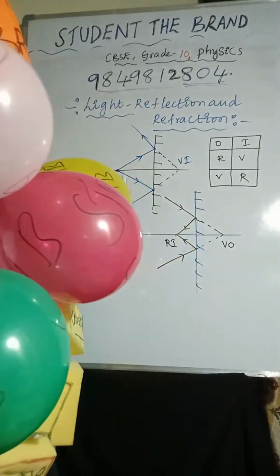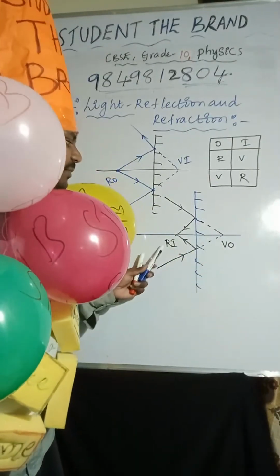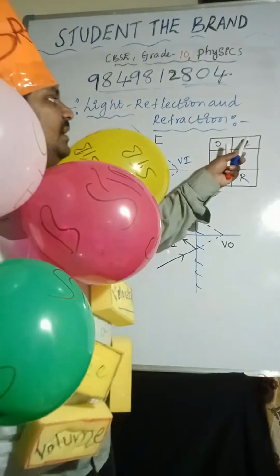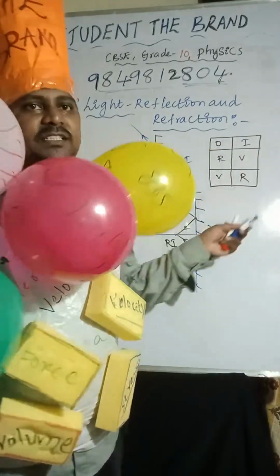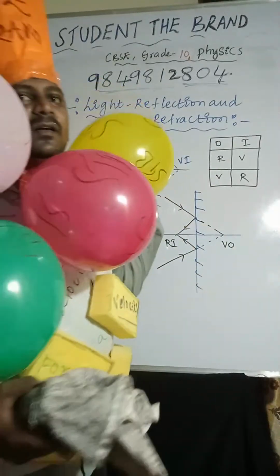Okay. Here the object is real, the image is virtual; the object is virtual, the image is real. I hope it is very clear, right? Yes. Now next.